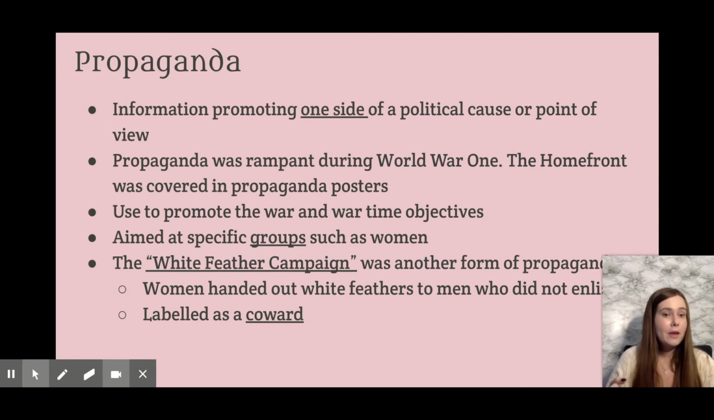Or sometimes people couldn't serve for a medical reason that wasn't visible, or they had already come home and done their time. So a lot of men were wrongfully given white feathers, and it caused a lot of shame and a lot of fear as well. So a lot of men would just go out wearing their military uniform if they were home on leave, because they didn't want to be shamed or didn't want people to think that they hadn't enlisted.